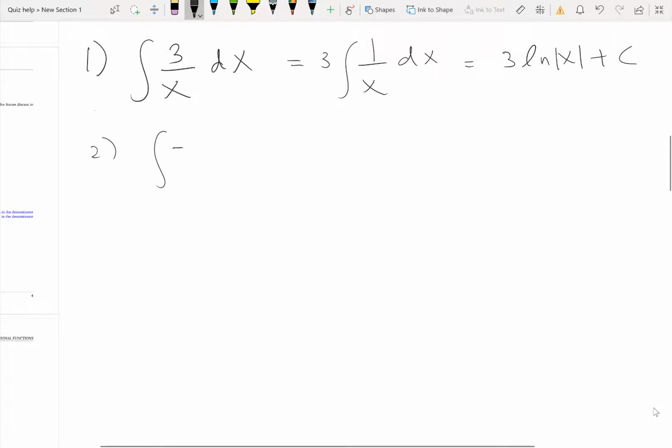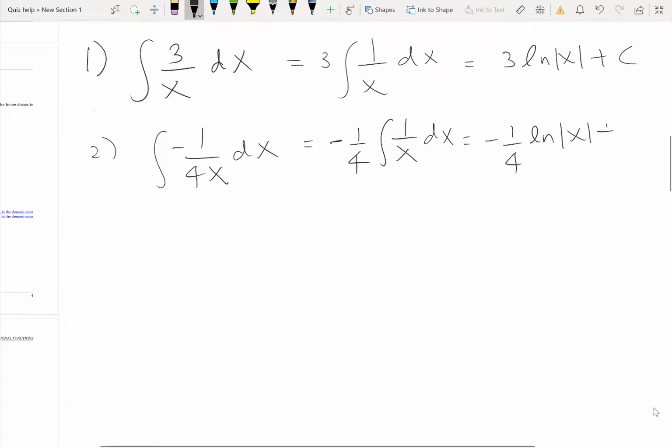If you want to integrate negative 1 over 4x, we can take negative 1 outside, and we can take 1 over 4 outside. Why 1 over 4? Because 4 is in the denominator, so you can't take 4, you have to take 1 over 4. Again, if you integrate 1 over x, you get natural log x. So negative 1 over 4 natural log absolute value of x plus c, arbitrary constant.